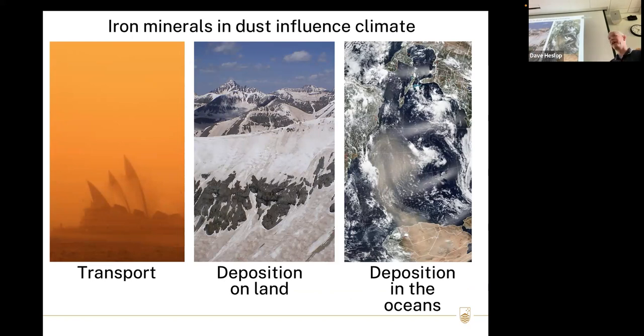You get scattering of solar radiation and deposition on land. When this dark mineral dust is deposited, for example, on snow and ice, it leads to warming and premature melting. And something that's already been talked about this morning by Ali, deposition in the oceans. We've got mineral-rich dust, hematite and goethite, being deflated and blown into the ocean. I'm going to be mainly talking about transport and deposition in the oceans, but deposition on land is important as well. So these iron minerals are going to be directly influencing the climate.